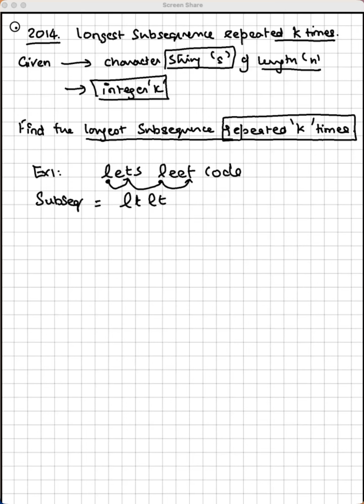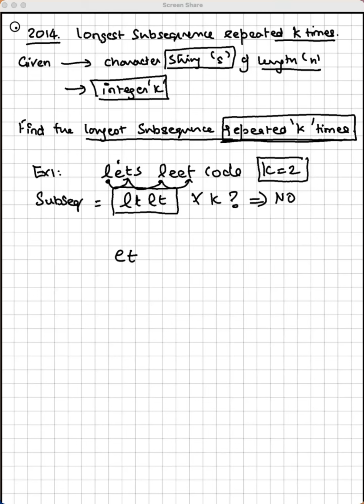Now, the next part of this problem is that it must be repeated k times. Is LT repeating k times? K for this particular problem is given as 2. So this is definitely not repeating 2 times, and so it is not a valid subsequence for this problem. I can now take another subsequence. Let's say I take ET. Now this particular subsequence is repeating 2 times, so this is a valid subsequence for this problem.